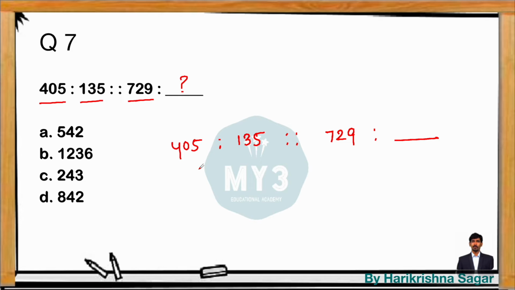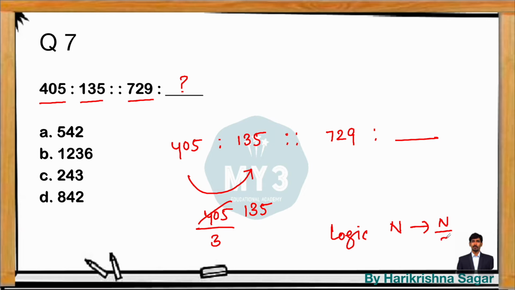405 is approximately 1/3 of this number. So if you observe 405 and divide this number by 3, let me check: 3 ones are 3, 3 threes are 9, 3 fives are 15. So I understand the logic here is that n becomes 1/3 of that number. That means n by 3.